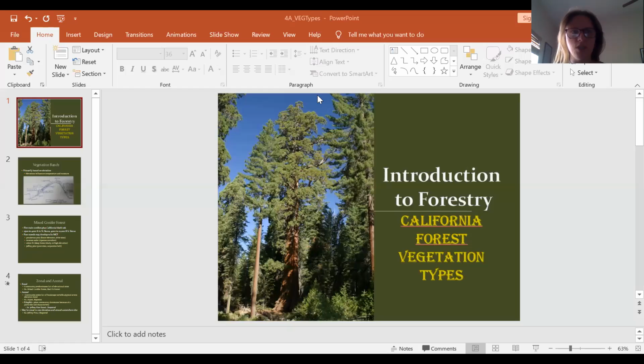All right, we're back, and this time we're going to talk about different vegetation types, different forest types that we might see in the Sierra Nevada and other parts of California. So this is going to be pretty brief, but we'll just go through it quickly.